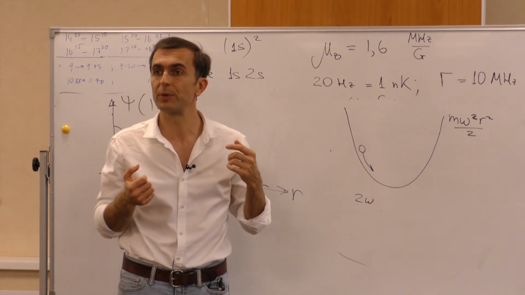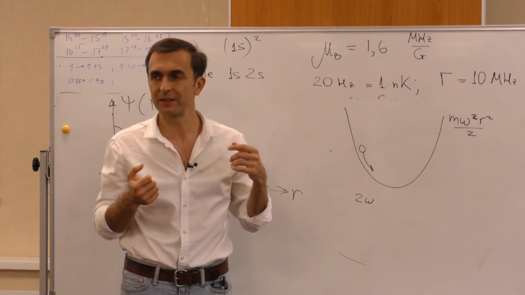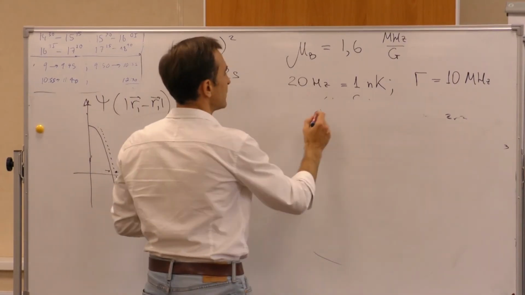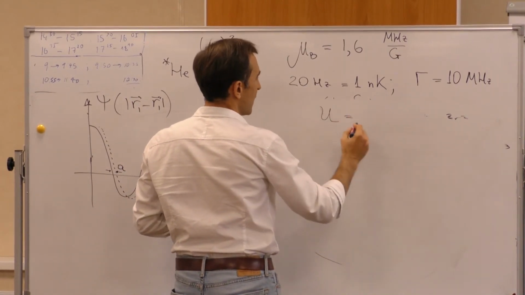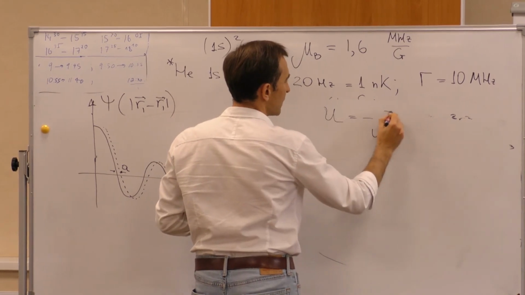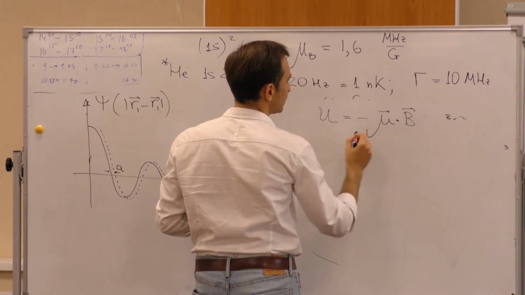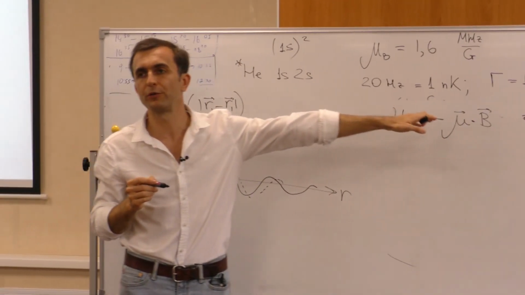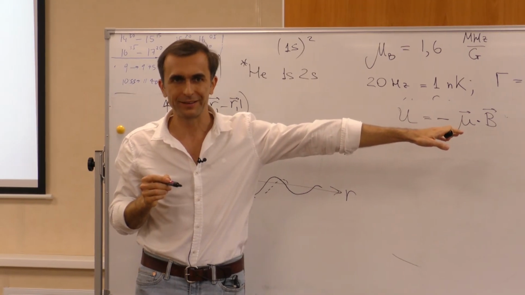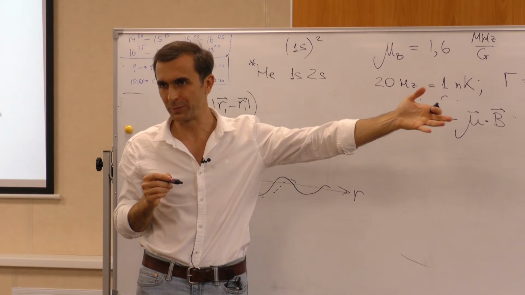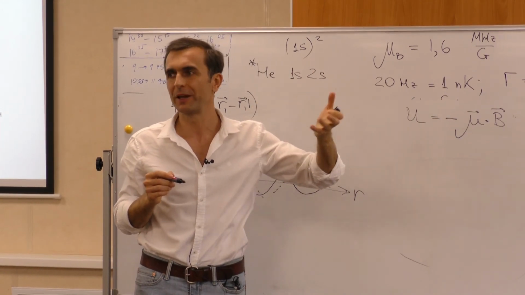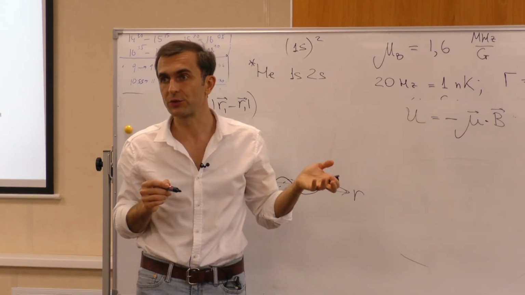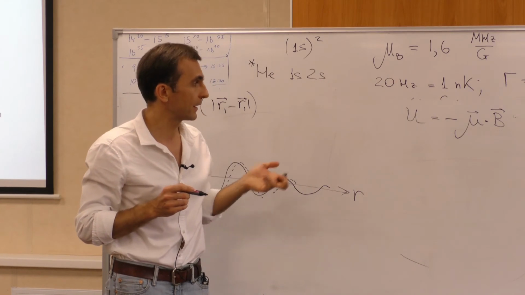This is why in the initial experiment magnetic traps were used, and this is why the magnetic trap is producing the potential U equals minus mu times B. Mu is the magnetic moment of an atom. Well, all alkali atoms have a magnetic moment because they have one valence electron. It is the magnetic moment of an atom. Basically, this is the magnetic moment of this electron, which equals the Bohr magneton.